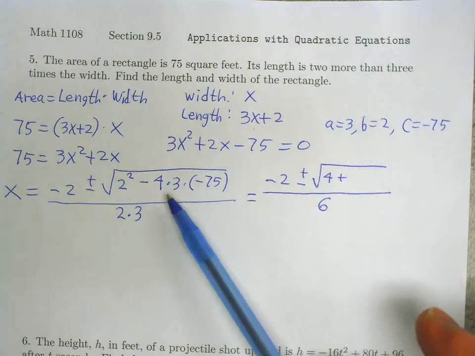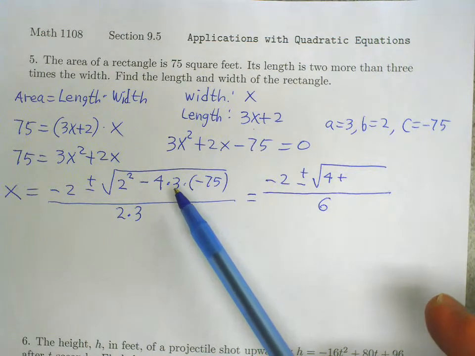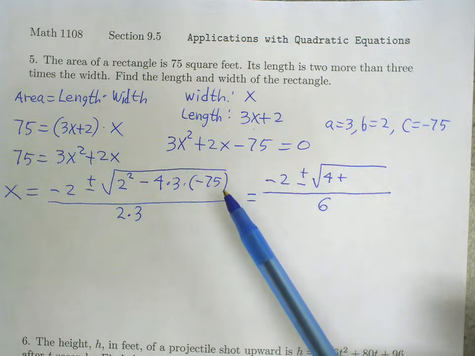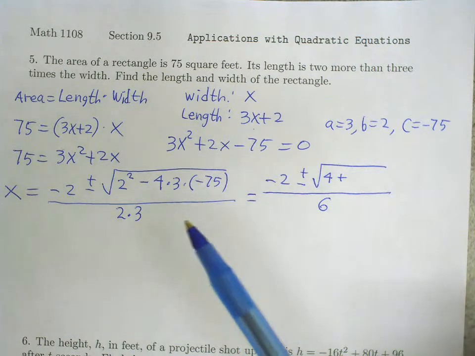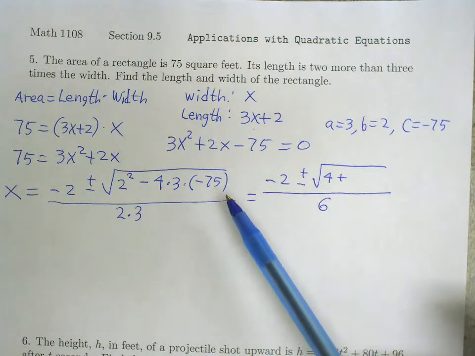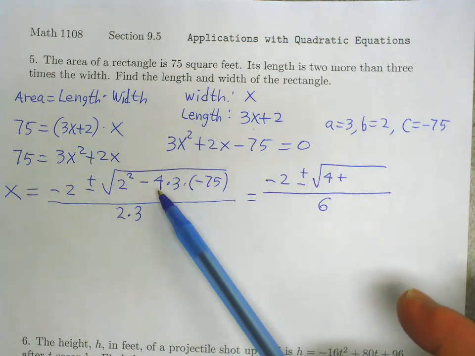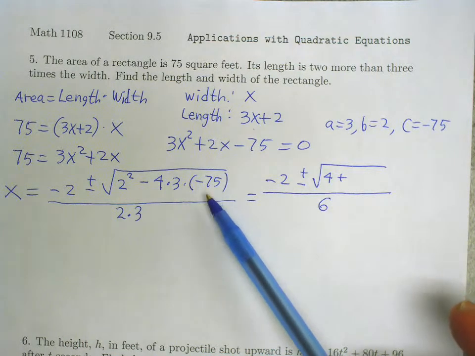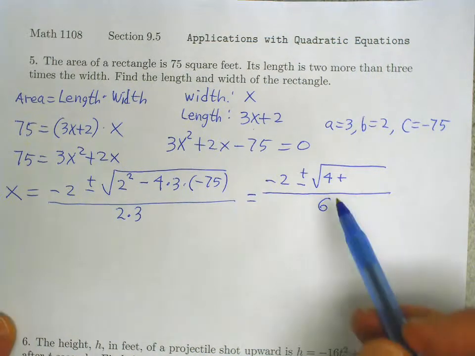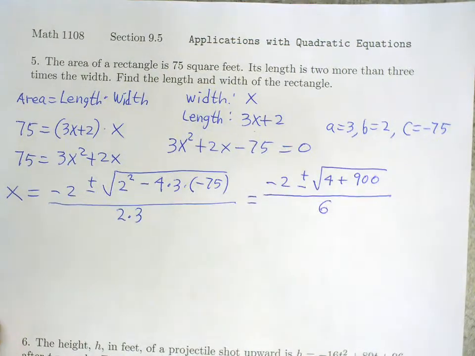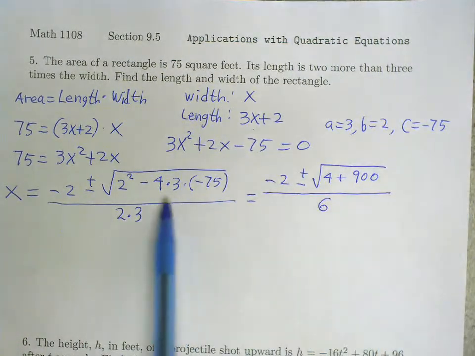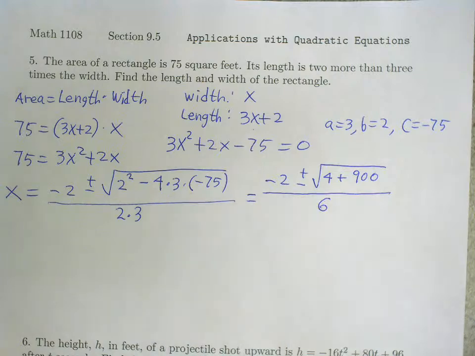Well, note, one thing you can do, 12 times 75 should be 3/4 of 12 times 100. 12 times 100 is 1200, and 3/4 of 1200 is 900. So we have 4 plus 900 inside the square root. You don't have to do it that way. You're allowed to use a calculator.